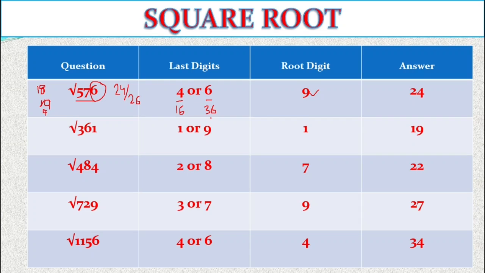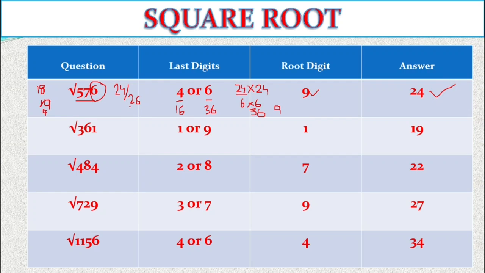And now apply the same to this one, 24 or 26. So what is that? 24 into 24. Why am I doing this 24 into 24? Because 24 into 24 might be equal to 576, right? That's what we are guessing. So apply the root digit technique for this. 2 plus 4 is 6, and here also I got a 6. 6 into 6 is 36, and 3 plus 6 is 9. So the answer is 24.